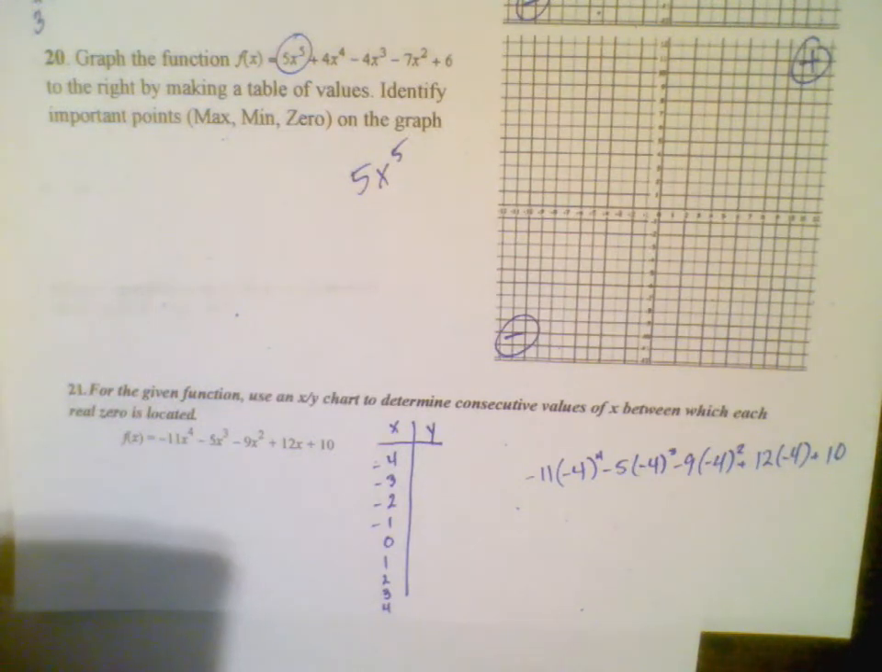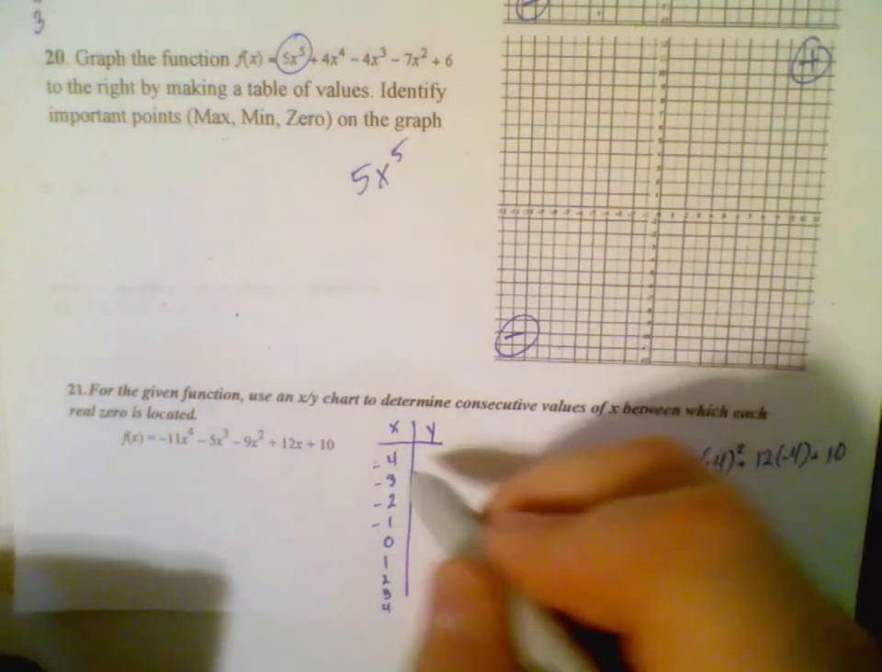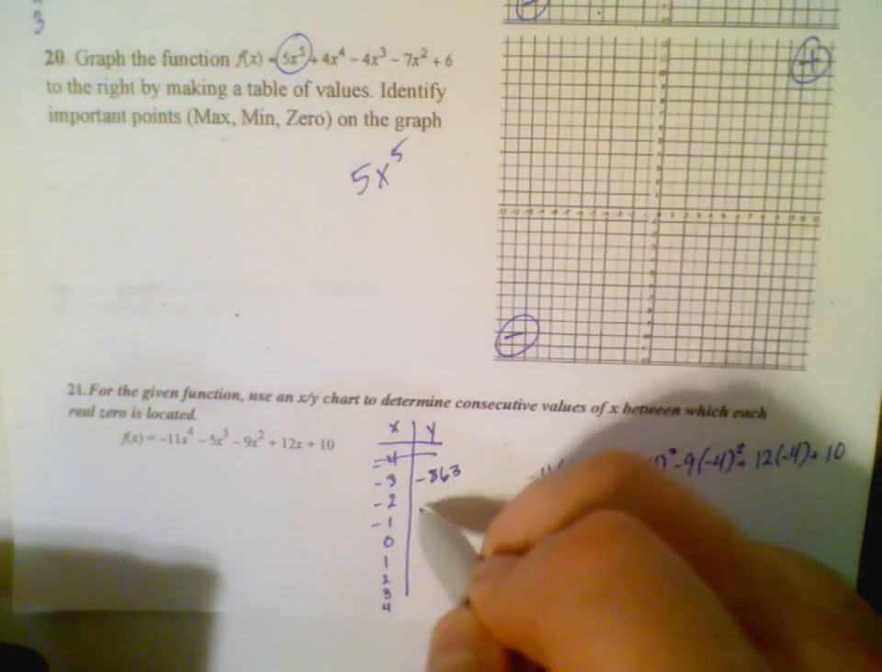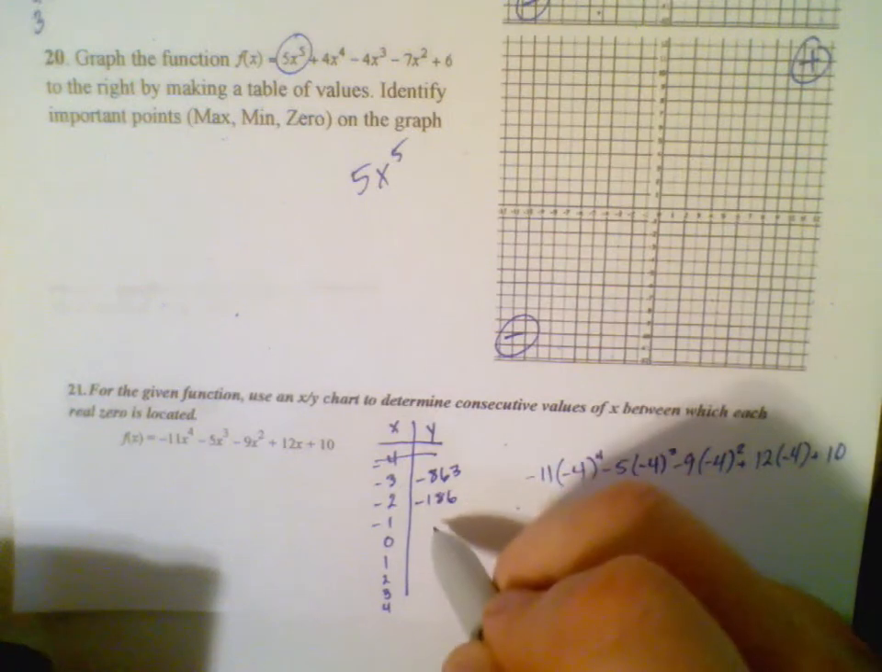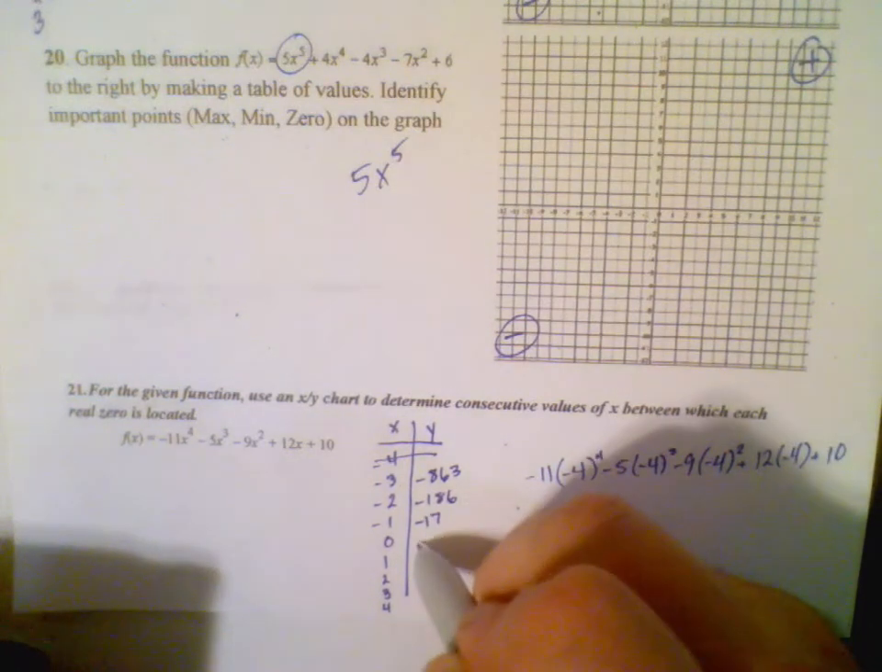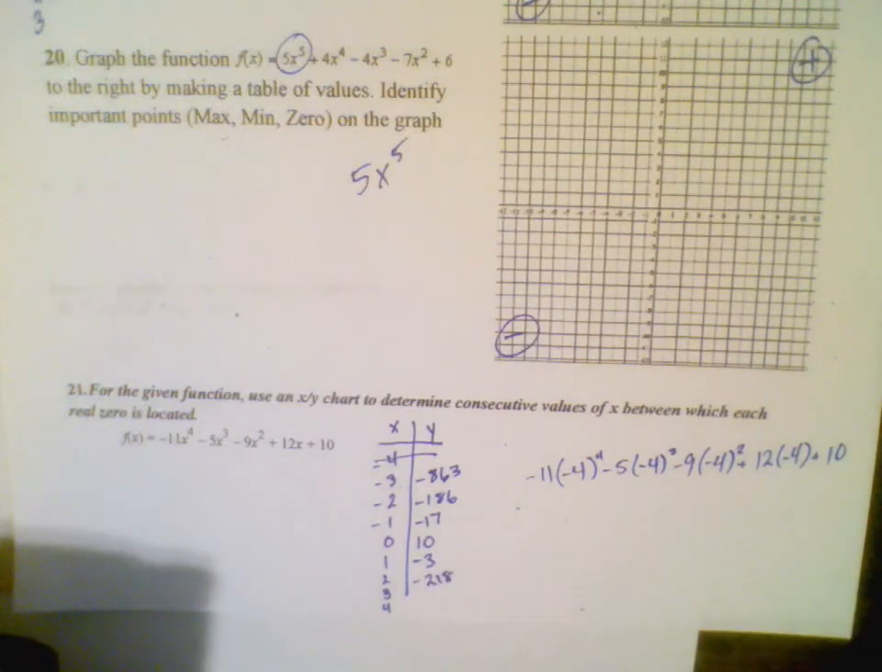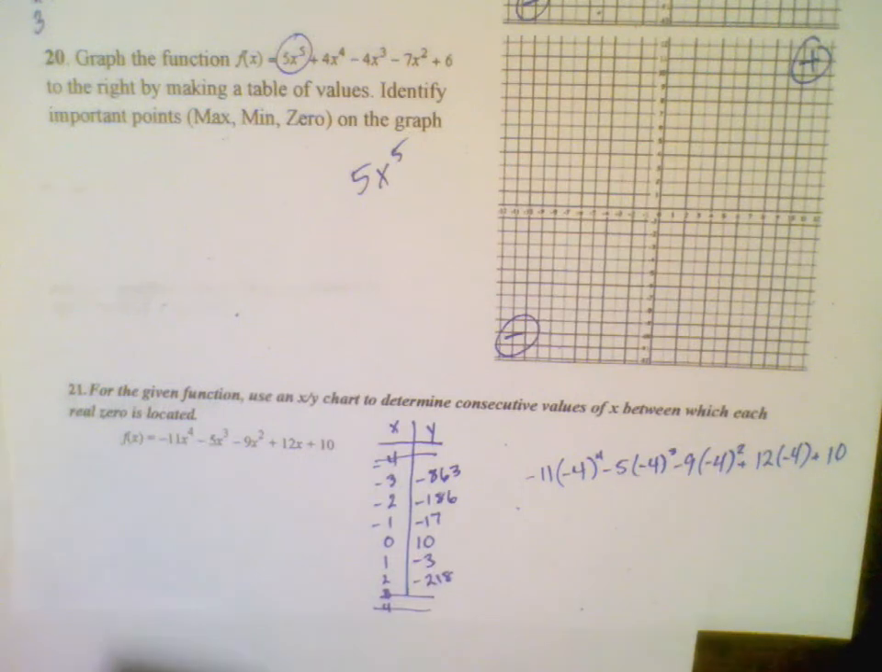Those are big numbers is what it looks like. So I don't need the 4 because it's a huge number. So it's -863, -186, -17, 10, -3, -218. And the other ones are huge, so it's not necessary.